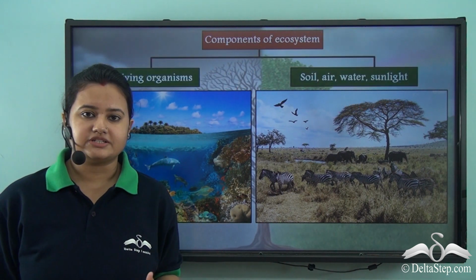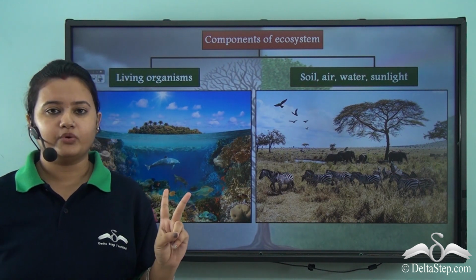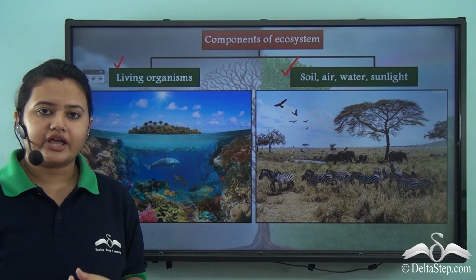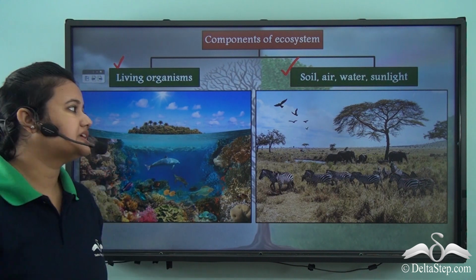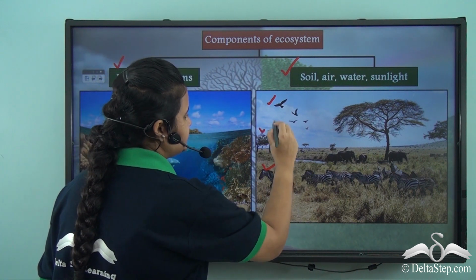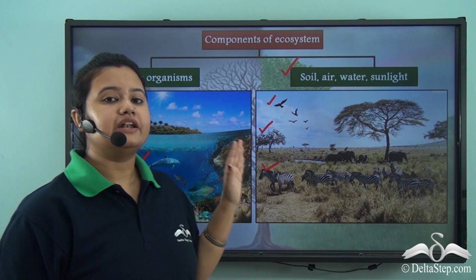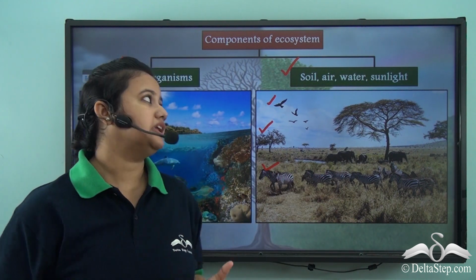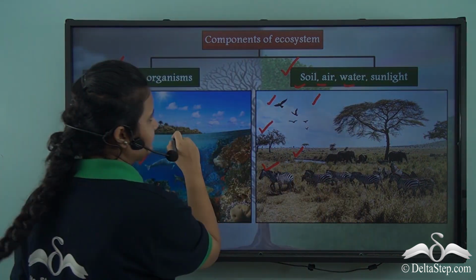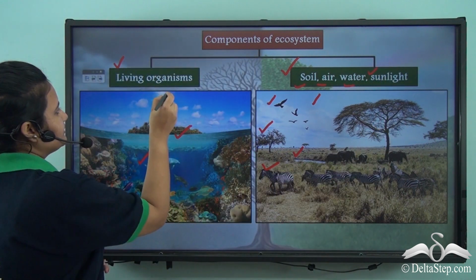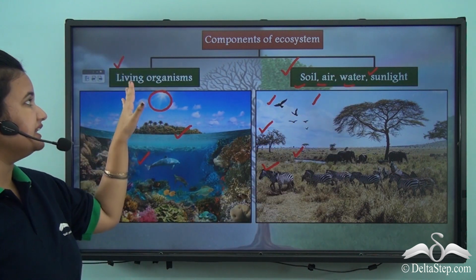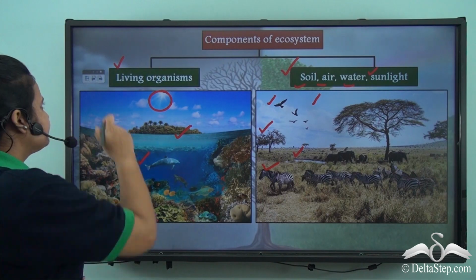Well, in an ecosystem, we can generally find two components, one living and the other non-living. Now, the living organisms of an ecosystem include birds, fishes, animals, trees, etc. Whereas the non-living components of an ecosystem include soil, air, water, and even sunlight. So, these are the non-living components of an ecosystem and these are the living components of an ecosystem.